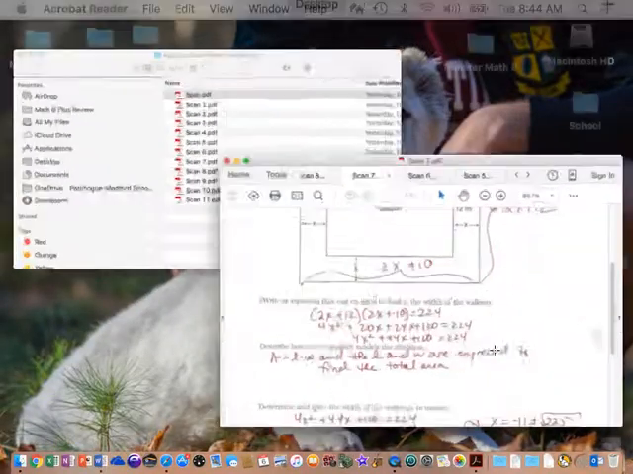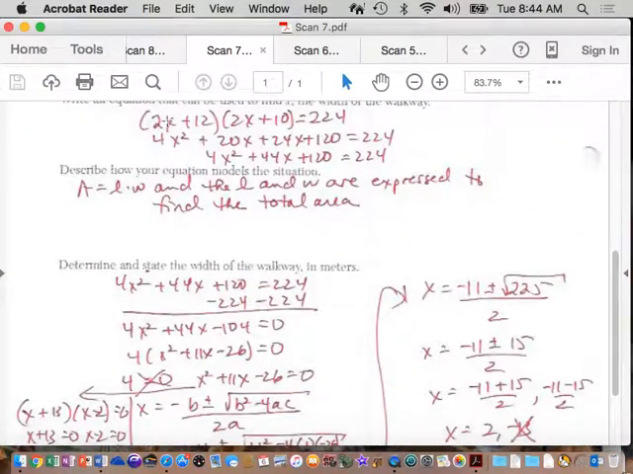Oh, come on, Bob. Look, hey. This thing times this thing is 224. This is 2x plus 12, the length, times the width, 2x plus 10, is 224. If you had that, it's good enough. Now, you could do more algebra after that, but if you had this, we're good. You wrote an equation. Okay? Now, describe how your equation models this situation. Well, area is length times width, and this is the length, and this is the width, and they're equated to the whole area.